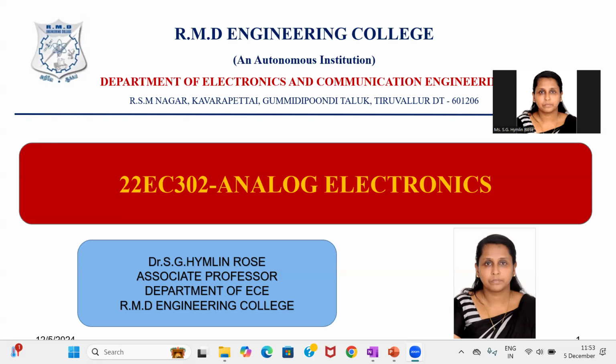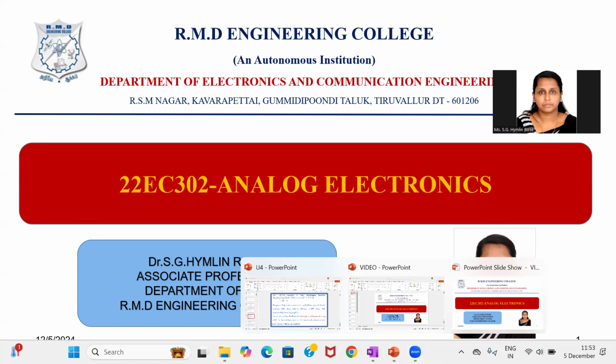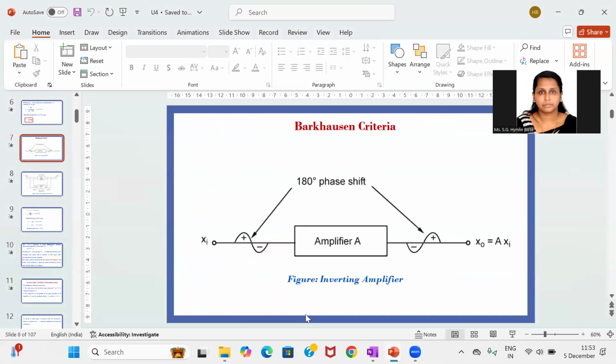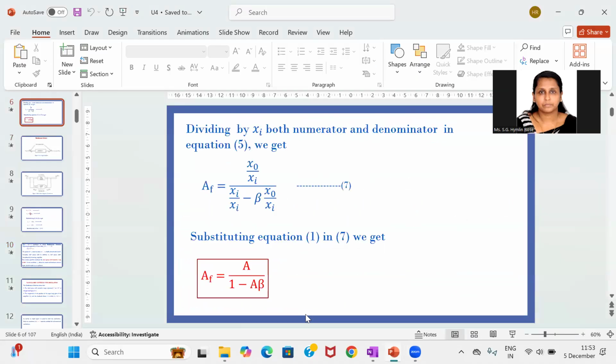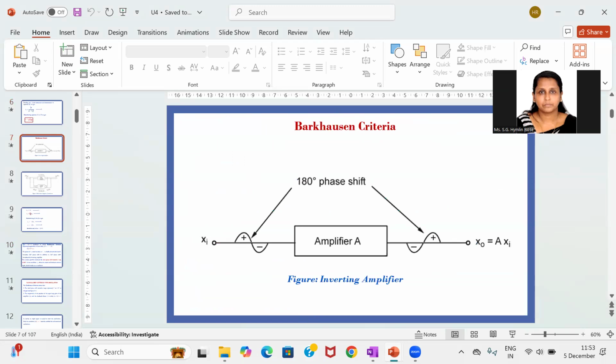Today we can discuss the Barkhausen stability criteria, which is used for oscillation in the subject analog electronics. So what is the major requirement for this Barkhausen stability criteria? Whenever we are going to design any circuit, we have to satisfy some criteria. So what is the major requirement of the Barkhausen stability criteria?